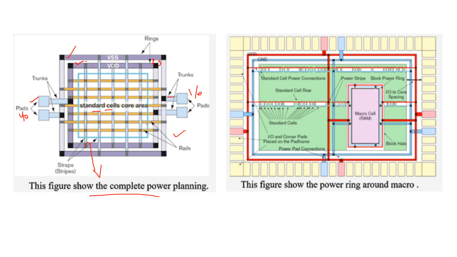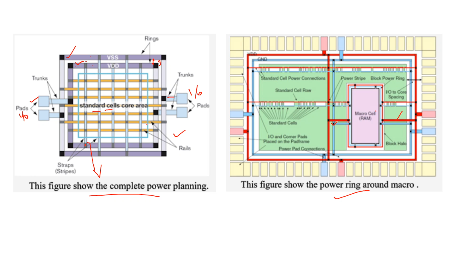This is how a complete power planning is performed. And if you see, this figure shows the power ring around your macro. If there is any macro cell that needs a specific power, a separate ring needs to be created for it. That is why a separate ring is created for this macro cell.